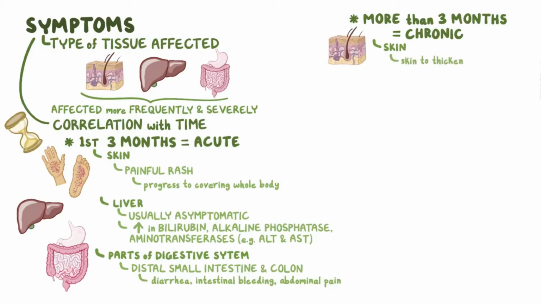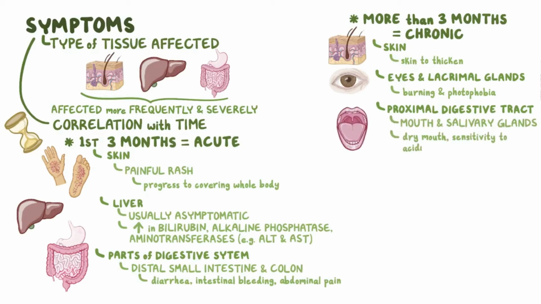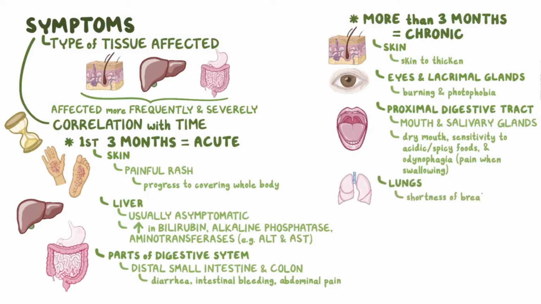Once again, the skin is most commonly affected chronically, and it can cause the skin to thicken. It can also affect the eyes and lacrimal glands, causing a burning sensation and photophobia, or difficulty tolerating bright light. Chronically, the proximal digestive tract can also be involved, particularly the mouth and salivary glands, causing dry mouth, sensitivity to acidic or spicy foods, and odynophagia, or pain when swallowing. Less frequently, chronic graft versus host disease can affect the lungs, causing shortness of breath and cough, and the muscles, causing muscle cramps and weakness.